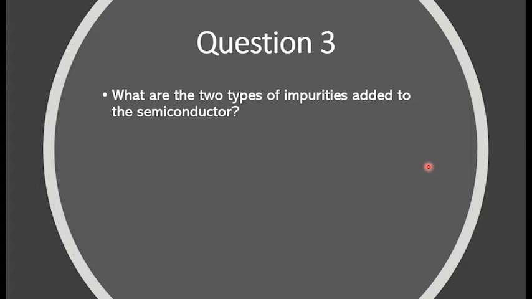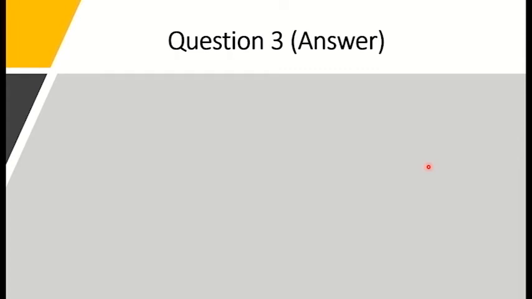Okay, now for question 3. What are the 2 types of impurities that can be added to the semiconductor? Okay, remember that the intrinsic is a pure silicon. So when you add an impurity, you're basically saying that you are dealing with an extrinsic semiconductor.